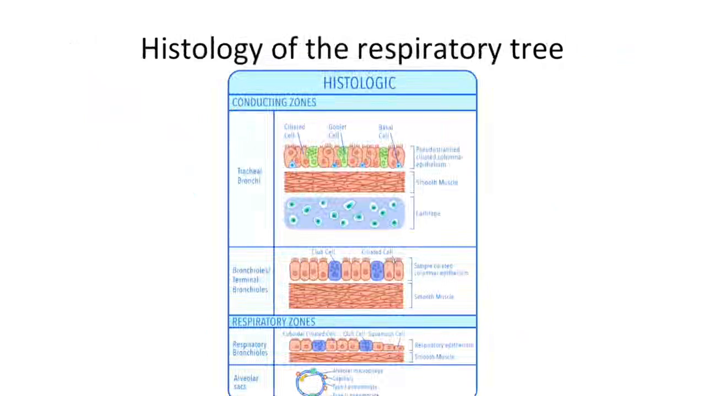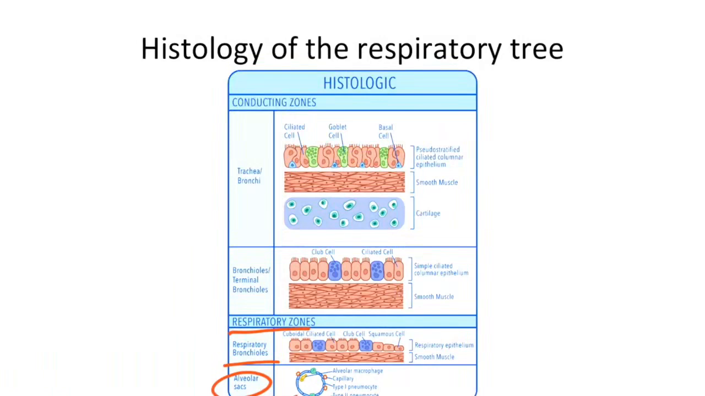So again, this is figure 3.2, and now we're going to look at the histology of the respiratory zone. Recall that the respiratory zone is where gas exchange begins to occur. The respiratory bronchioles are similar to the bronchioles and terminal bronchioles, so I'm not going to spend much time on this. Notice, however, that the alveolar sacs look quite a bit different.